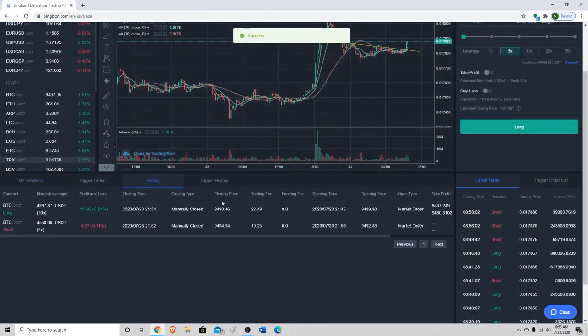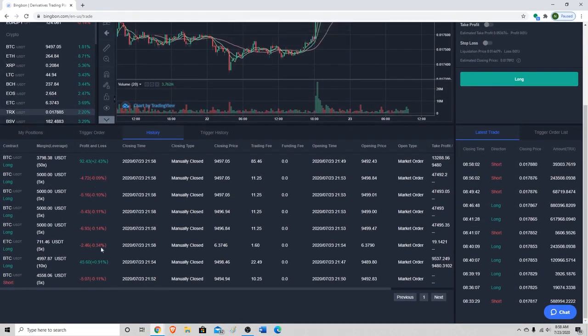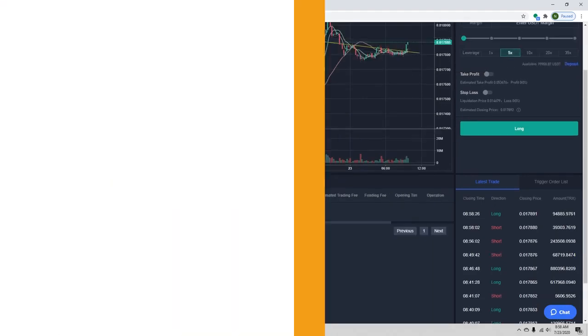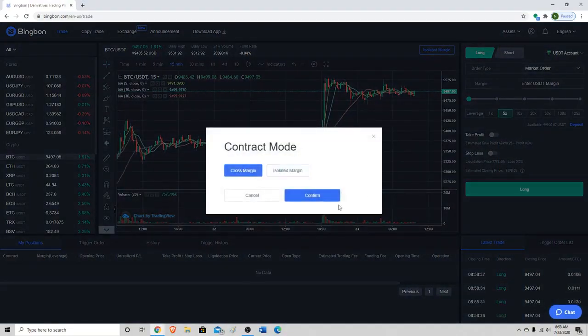Nice alert. So now I can look at my history. I can see my P&L nice and clean. I really like how it shows all the percentages and everything here. Really, it just makes it super easy to follow. And then if I want to switch from isolated margin, I can go to cross margin.